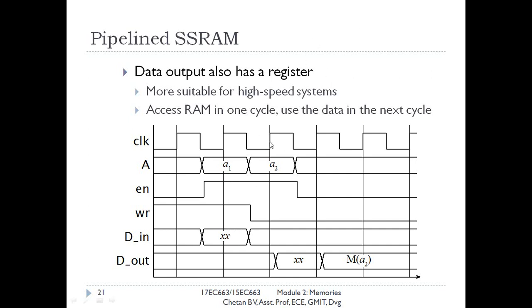On the arrival of the third rising edge, according to the write operation, the address pointed to by this address line, which is small a1, this data will be stored in that particular location whose address is small a1, and that data will appear on the output line after this clock cycle, after this rising edge.